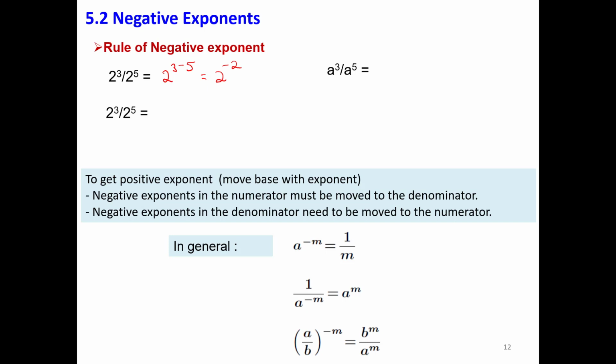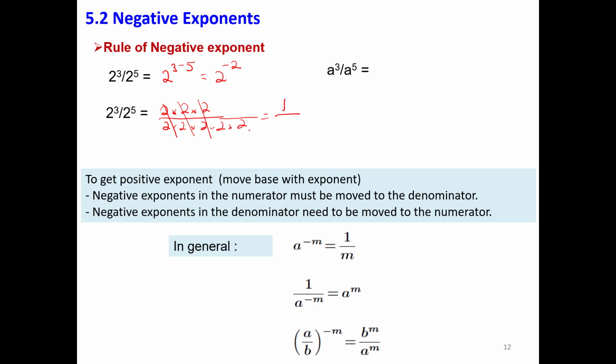Now let's solve this one. If we apply the concept of the exponent, then 2 to the third is 2 times 2 times 2, and 2 to the fifth power is 2 times 2 times 2 times 2 times 2. We have to be careful, because 2 divided by 2 is 1, 2 divided by 2 is 1, 2 divided by 2 is 1. What we have on top is 1.